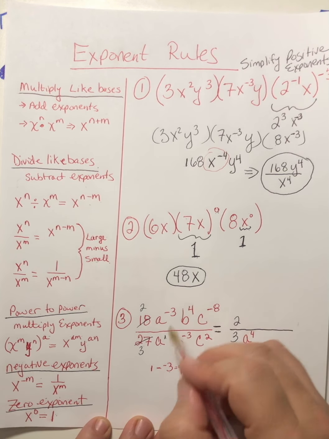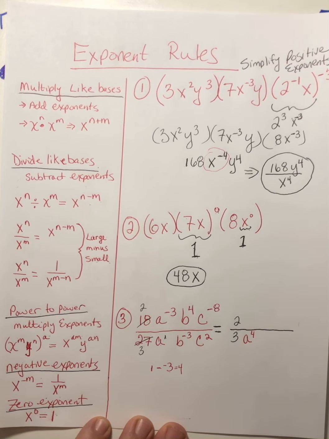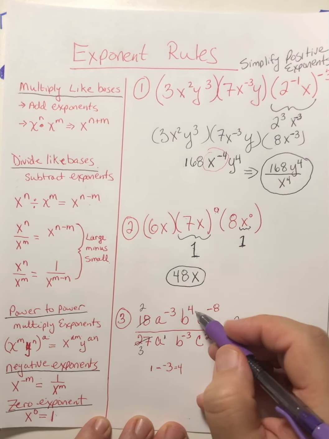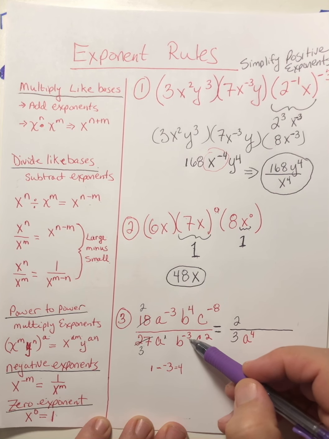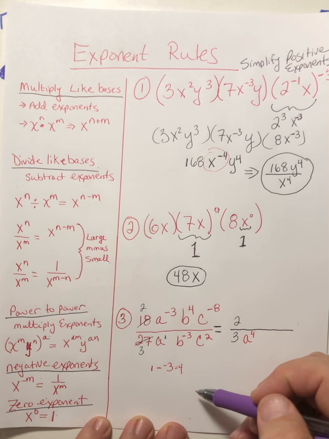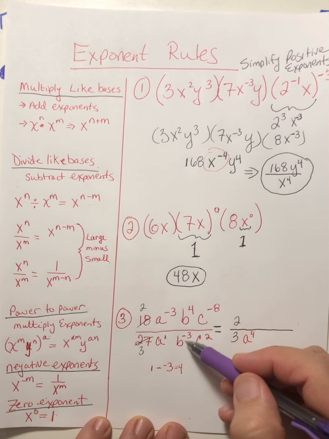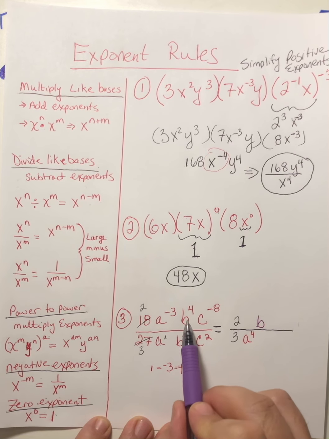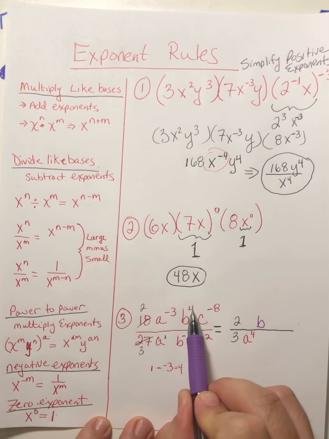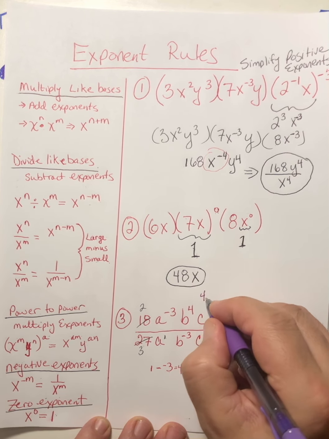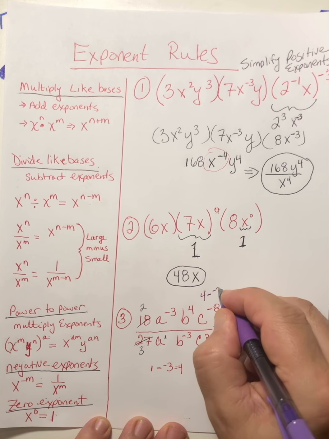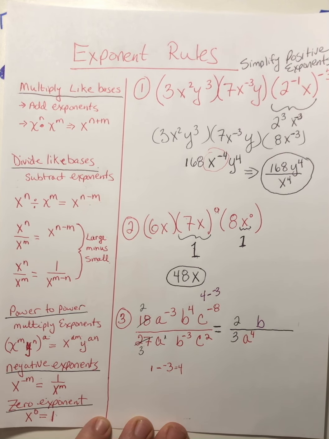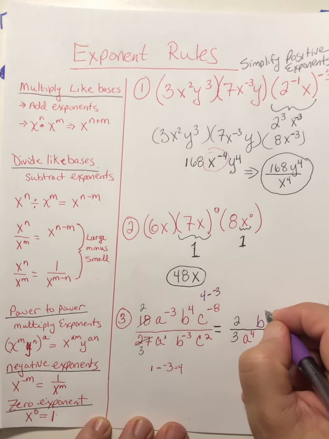Now I'm going to take care of the b's. Again, negative exponents, but we just have to subtract. Where's the bigger exponent? It's on top, the 4 is on top. So we're going to have a b on top, and now I just have to subtract: 4 minus a negative 3. What's 4 minus a negative 3? That's right, it's a 7.